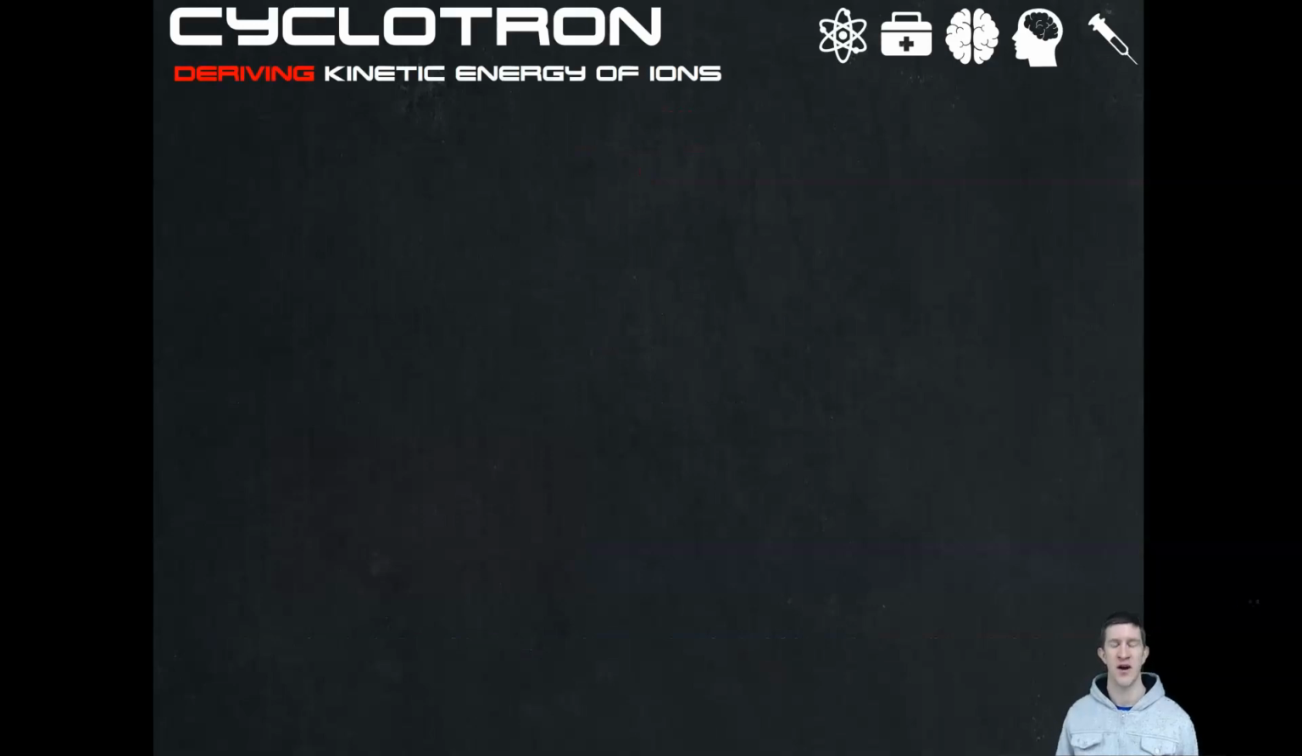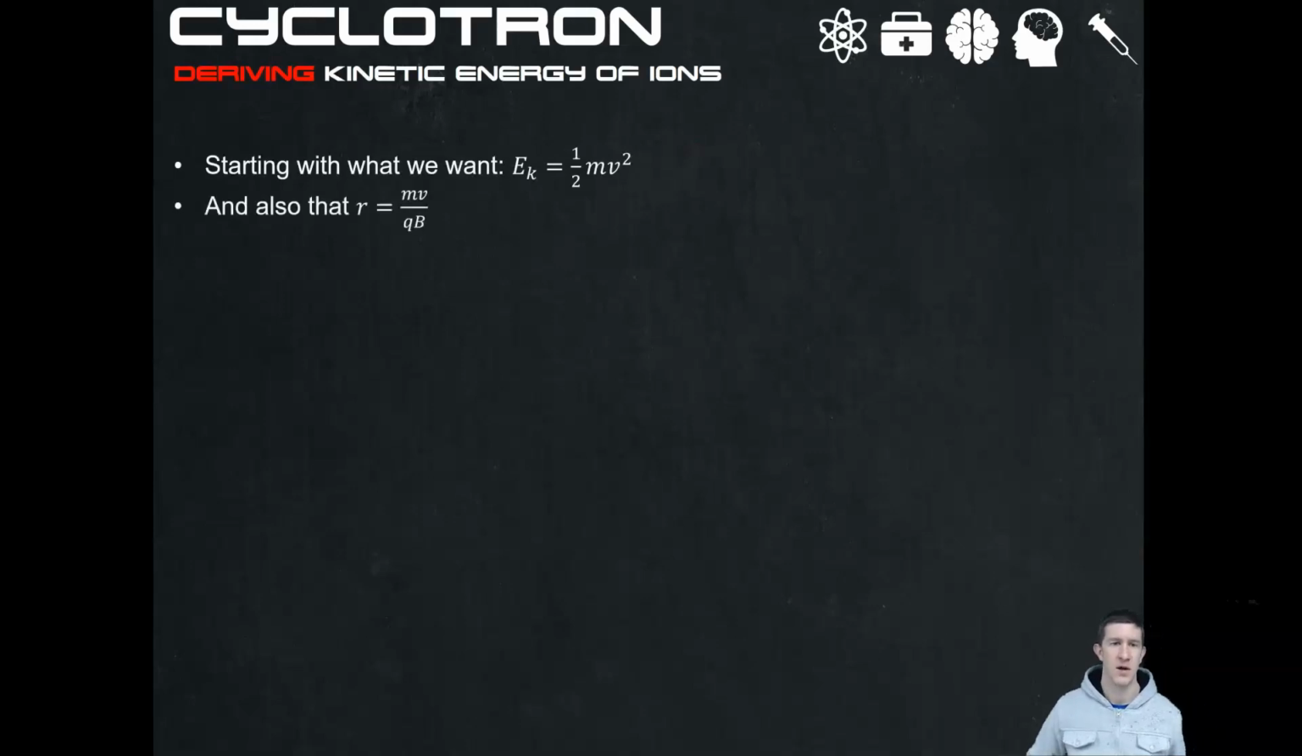The next part is deriving the kinetic energy of the ions. So if we start with what we want, which is the kinetic energy formula, that's our half mv squared. We also know that the radius is mv over qB from before. And we can rearrange that for velocity. So the velocity of the particle is the radius times the charge times the magnetic field strength divided by the mass.